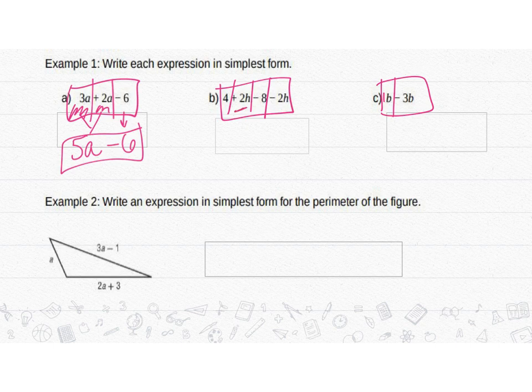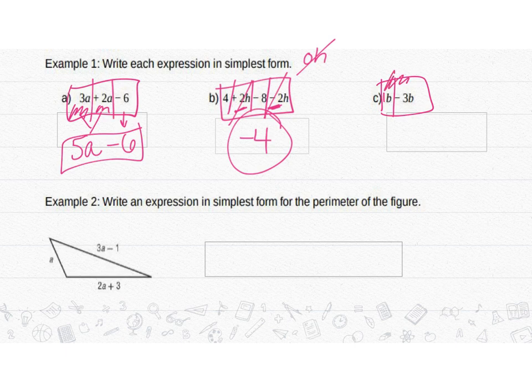The next one, 2h and negative 2h. This one's an interesting one because 2h plus negative 2h actually just gives you 0, because 2 plus negative 2 is 0h, and anything times 0 is just 0. So we don't even include them. They kind of just go away. And then we have 4 plus negative 8, which is negative 4. So the answer is just negative 4 there.